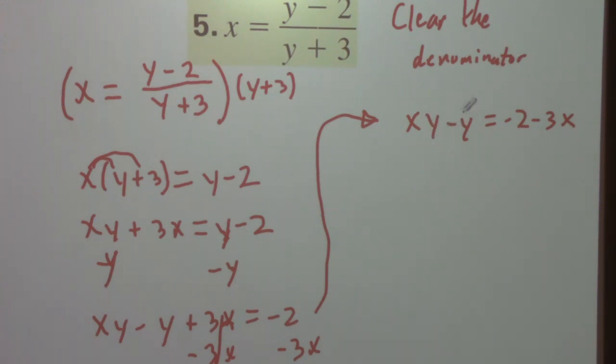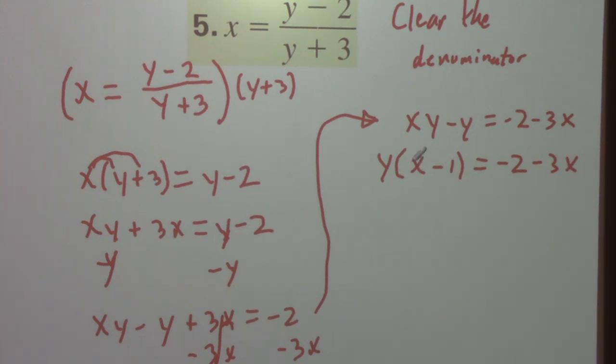Between these two terms on the left is there a common factor? The common factor is y, okay? And so y times what equals xy? x. And y times what equals negative y? Negative 1. So we have, then what? And we're trying to get y by itself, so what are we going to do next here?